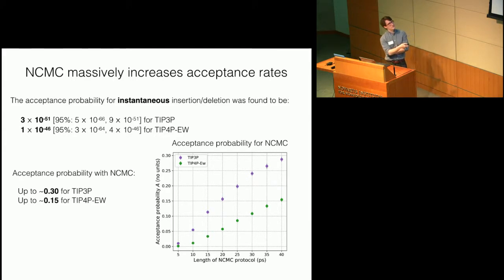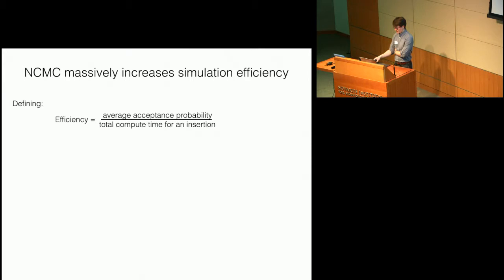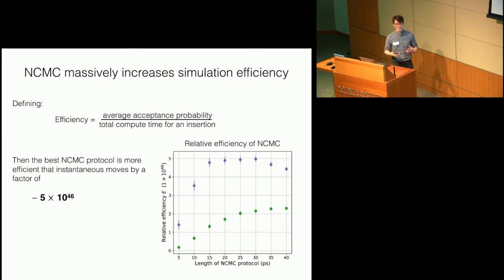And the reason why TIP4P seems a bit lower, I'm not sure, but there must be a lower phase space overlap with the ions in TIP4P. And if we look at the efficiency of the simulation as well, defined by the average probability to accept over the total compute time, there's a massive boost in efficiency, something like 10 to the power 50. So NCMC is crucial to being able to sample salt concentrations.